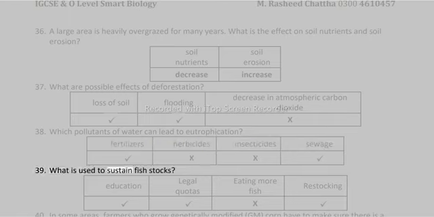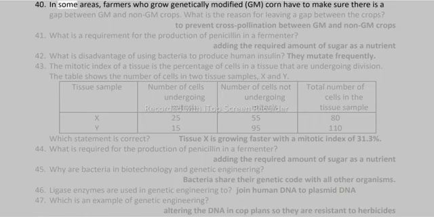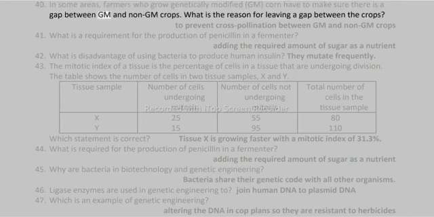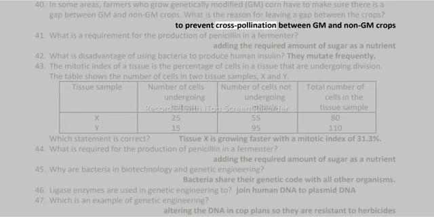39. What is used to sustain fish stocks? Education, legal quotas, eating more fish, restocking. 40. In some areas, farmers who grow genetically modified, GM, corn have to make sure there is a gap between GM and non-GM crops. What is the reason for leaving a gap between the crops? To prevent cross-pollination between GM and non-GM crops.